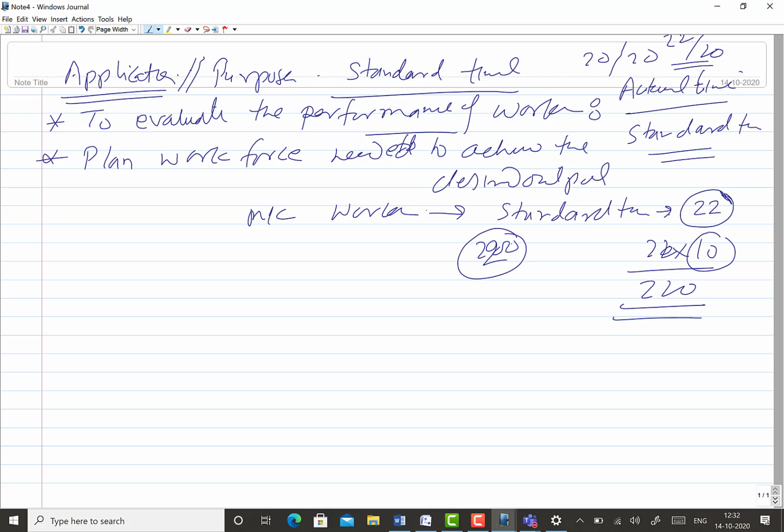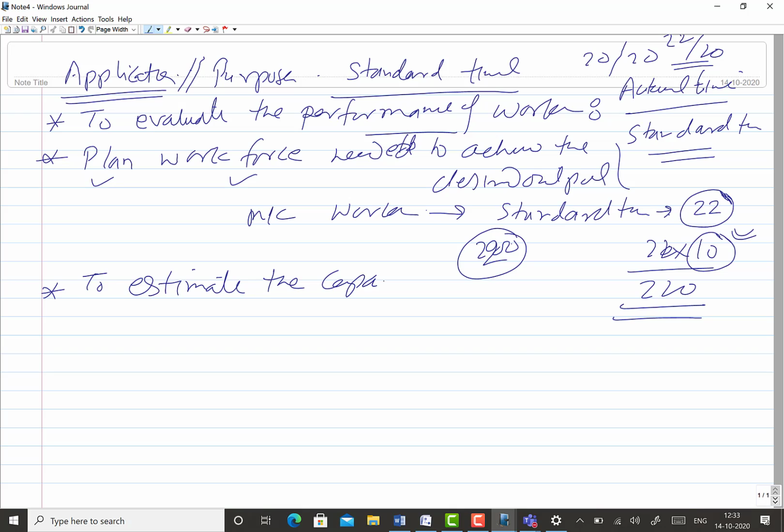If in a factory there are just 6 or 8 workers, then the balance of 4 or 2 workers can be hired. So to plan the workforce needed to achieve the desired output, based on the standard time or time required to complete a job, manpower planning can be done to hire the workforce to achieve the desired output.